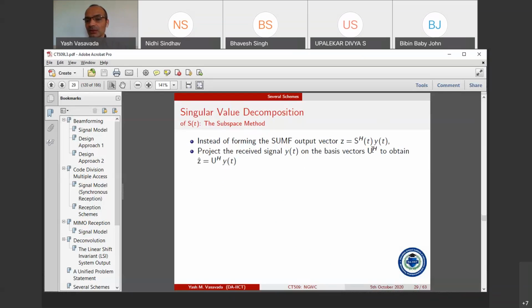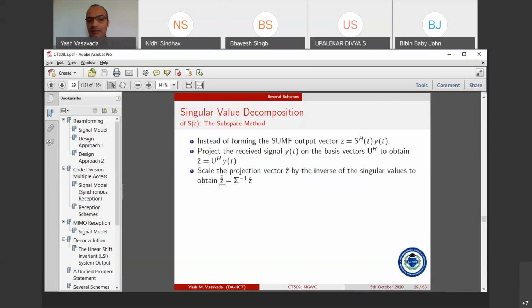Unlike S, columns of U are orthonormal. And so the Z cap that I get is a lot like what we get in CT516. The noise remains white. The noise is not getting correlated. And in case the columns of S matched the columns of U, then I can stop here. I don't have to do any further processing. But in general, I will have to take this Z cap and scale it by the inverses of singular values. So I get Z cap tilde.